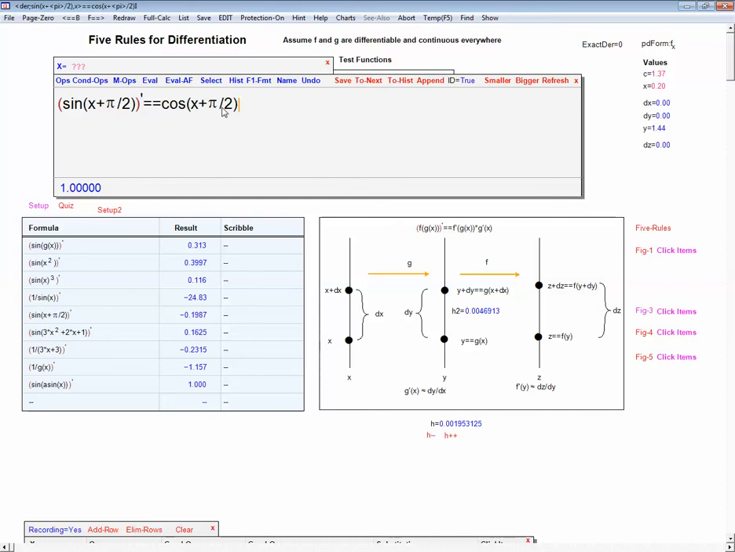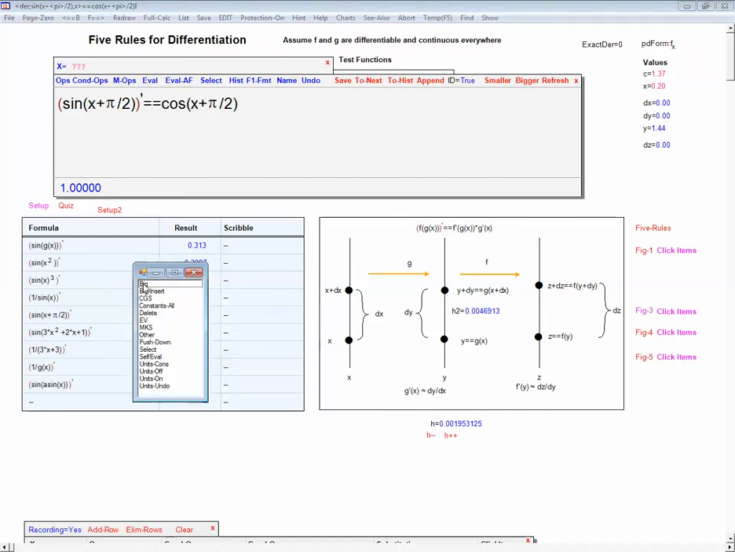Well, the inner function is x plus pi over 2. We know how to differentiate just x. That's x to the 1th power. So when we differentiate that, it's just going to be 1. And the derivative of pi over 2 is 0, since that's a constant. So we can get rid of that 1 there. That's not really adding anything. And we see our 1 down here. And so this is okay.